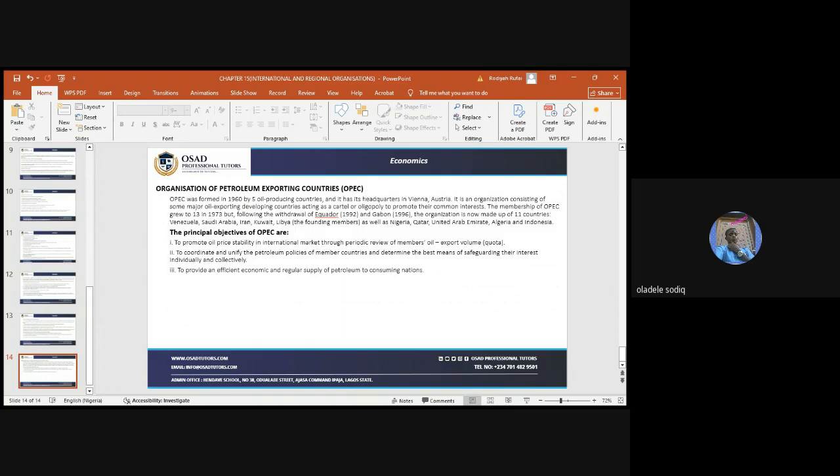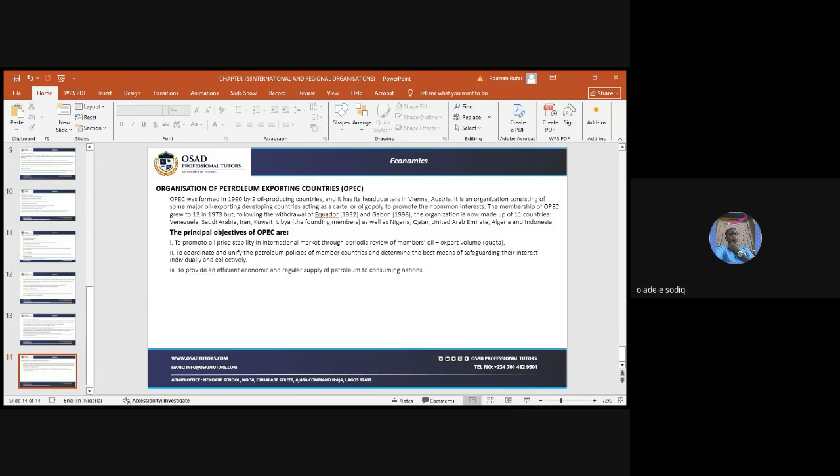The Organization of the Petroleum Exporting Countries was formed in 1960. OPEC was formed in 1960 by 5 oil-producing countries, and the headquarters is in Vienna. Vienna is in Austria. So OPEC was formed in 1960, and the headquarters is in Vienna, Austria.